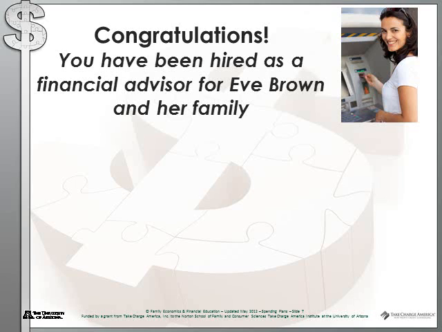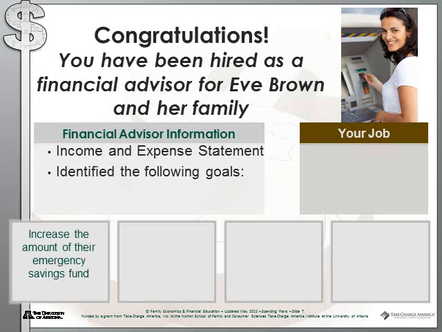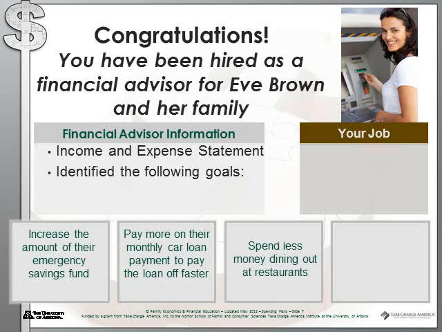Remember Eve? Eve and her family, the Browns, created an income and expense statement. Because of this, the Browns have some financial goals they want to achieve. First, they want to increase the amount of money in their emergency savings fund. They want to pay more on their monthly car loan payment to pay that loan off faster. They want to spend less money dining out at restaurants and spend less money on clothing each month. Let's help the Browns develop a spending plan for their family.